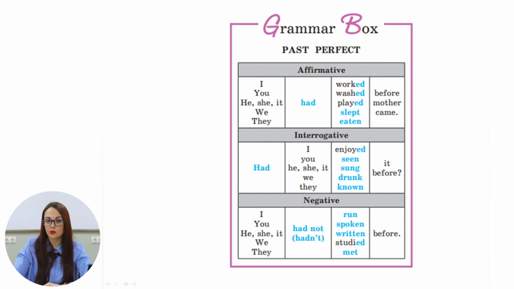Had I enjoyed it before? Had you seen it before? Had she or it sung it before? Had we drunk it before? Had they known it before? In the negative, we add the particle not. I had not run before, or the contraction hadn't. You hadn't spoken before. He or she or it hadn't written before. We hadn't studied before. They hadn't met before.